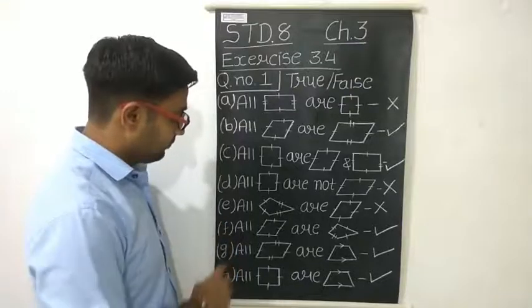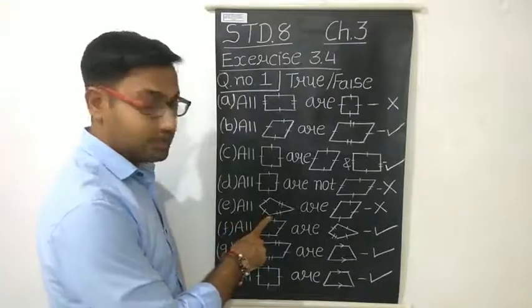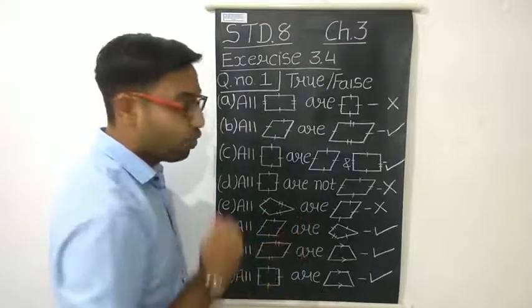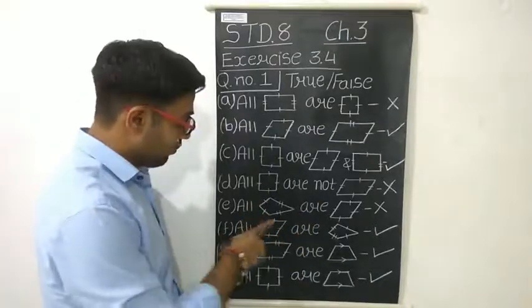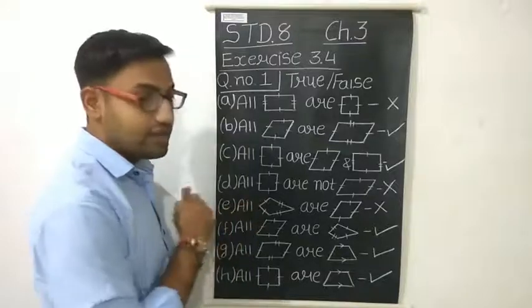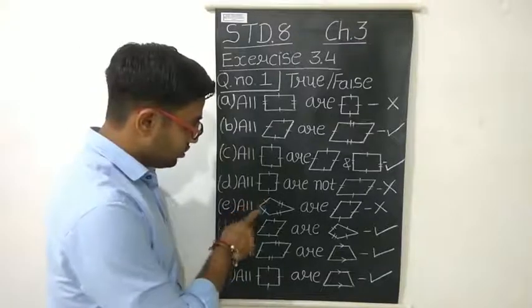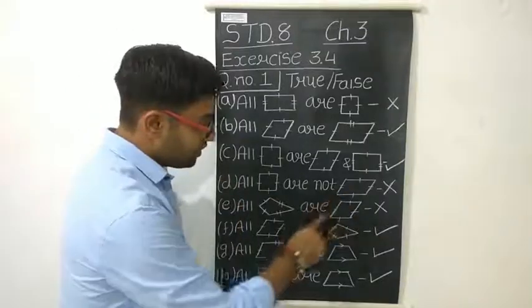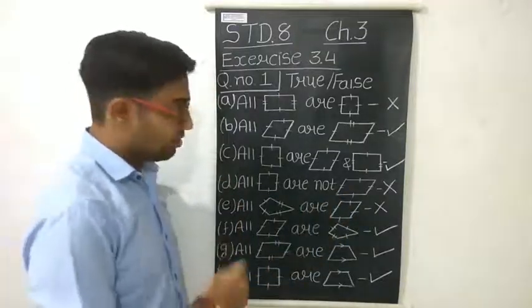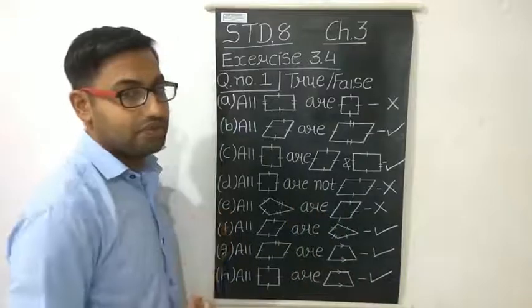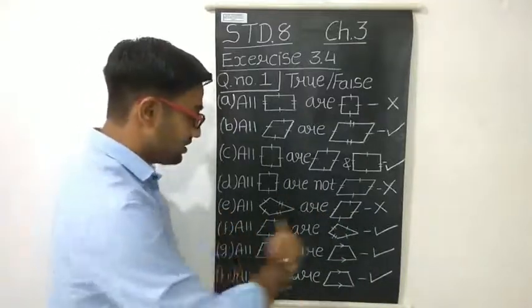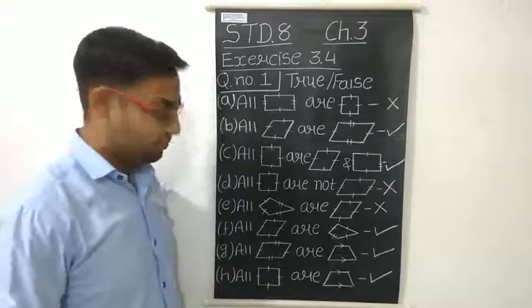Okay. E. All kites are rhombus. This is the symbol of kite. Now what is the property of kite? That adjacent sides are equal. So these two sides are equal and these two sides are equal. So what is the minimum requirement to have a rhombus? To have a rhombus, all the sides must be equal. So kite cannot satisfy this condition. That is why this statement is false.